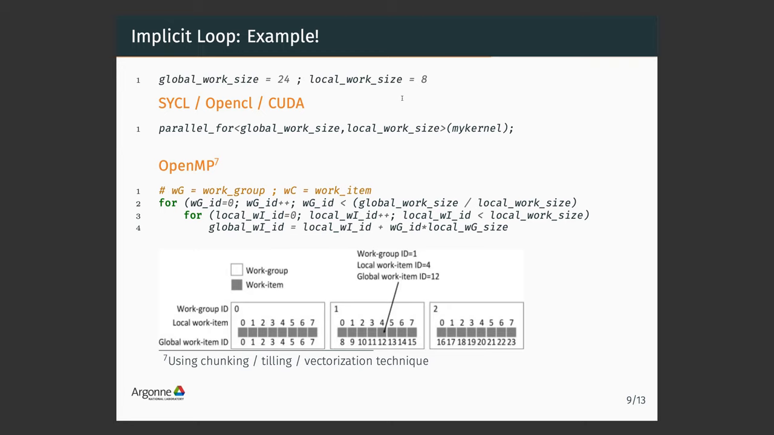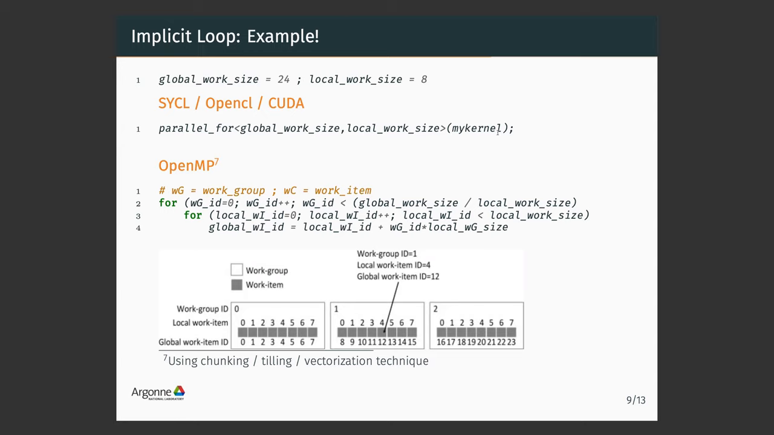So here I show you how you can do that in SYCL, and how you would do it in OpenMP and CUDA if you want to get the same kind of performance or execution mapping. So I have a global work size of 24 and a local work size of 8, right? You will see in the example, you use a parallel for to say you want to execute this kernel in parallel, and you just pass your size as an argument. And after, you execute your kernel. So really easy, you just don't write the for loop. The for loop is more or less implicit inside this parallel.